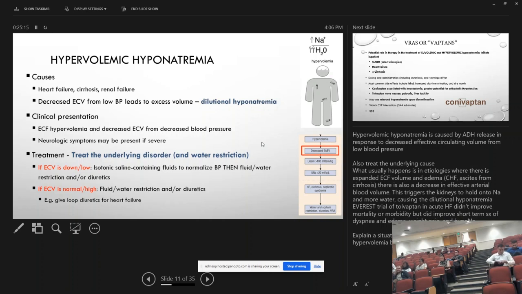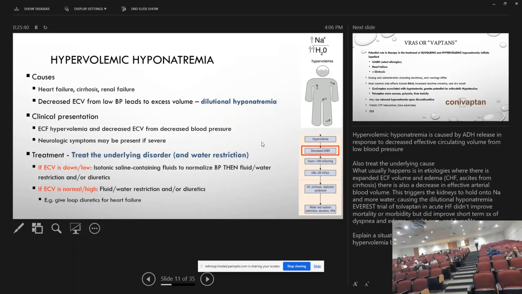If their blood pressure is down, certainly you can give some saline and treat that. So that's your pathway there. Assess their volume status. If it's down, their blood pressure is down, resuscitate them, and then you're dealing with volume and fluid restriction later. But if their ECV is normal or high, then you would get rid of that volume.